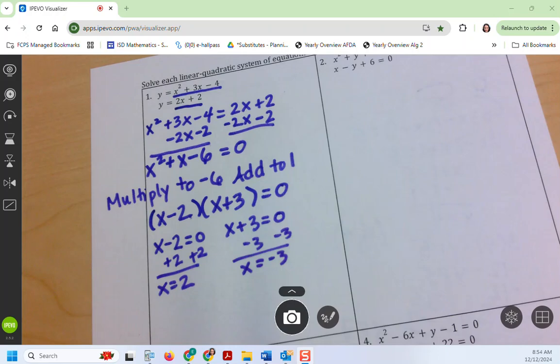Now, are you up for it? It seems like we've done a lot of work. We should be done. But we have two x values and we don't have any what? Y's. Yeah, we don't have any y values. So we have to find y values.